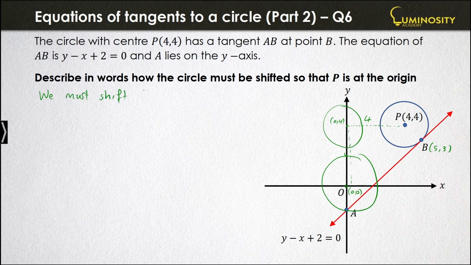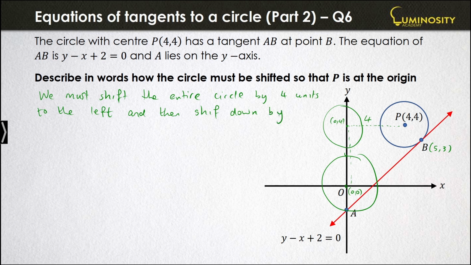So in words, we say that we must shift the entire circle by 4 units to the left. So you have a magnitude and a direction, and then shift down by 4 units. Then that'll give you the same circle with the same radius length, in this case root 2, because r squared was 2, but it'll have a new center point, the origin (0, 0).